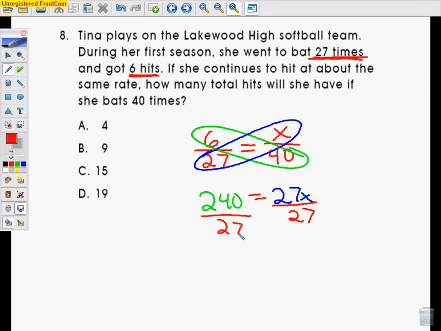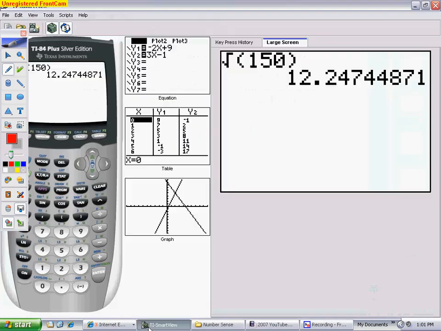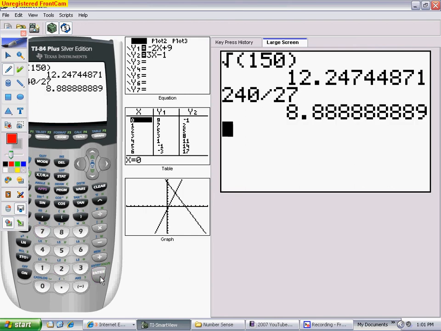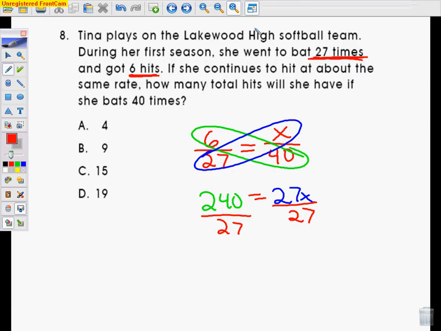All right, and let's go ahead and type that in our calculator. 240 divided by 27, and we get 8.8 repeating. So we get x equals, we'll just say 8.9 approximately. So if she continues to hit at about the same rate, how many total hits will she have if she bats 40 times? It would look like about 9. Okay? All right, because that's the one that's closest to 8.9. All right, let's keep going.